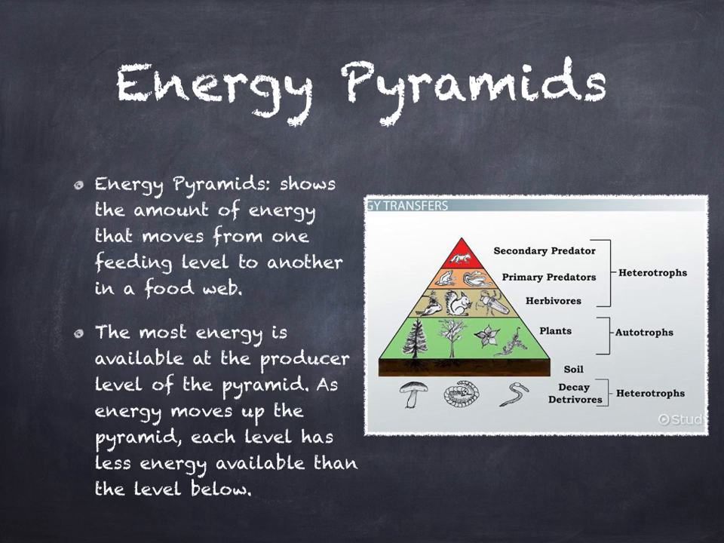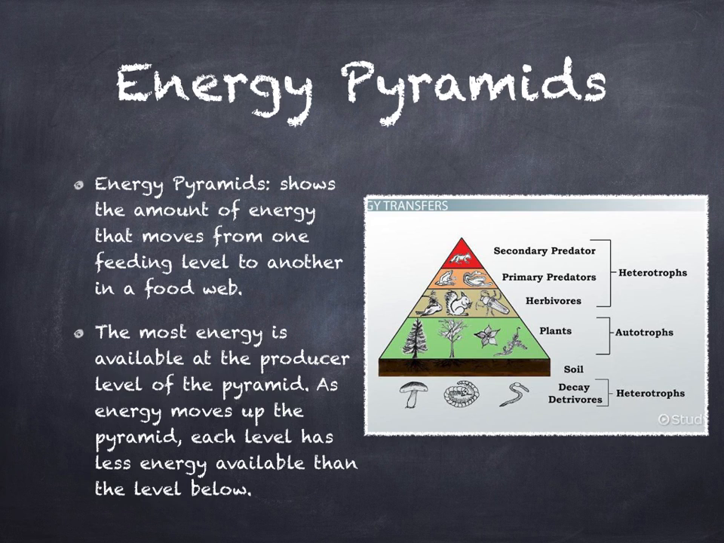A diagram called an energy pyramid shows the amount of energy that moves from one feeding level to another in a food web. The most energy is available at the producer level of the pyramid. As energy moves up the pyramid, each level has less energy available than the level below. An energy pyramid gets its name from the shape of the diagram, wider at the base and narrower at the top.